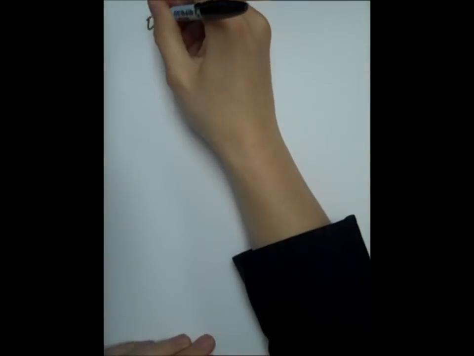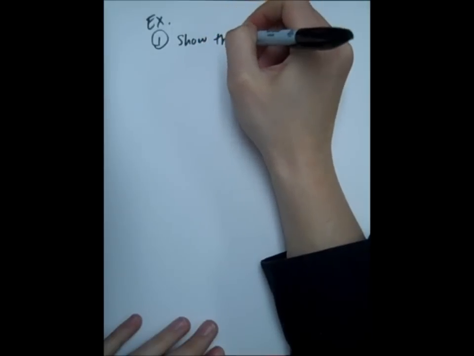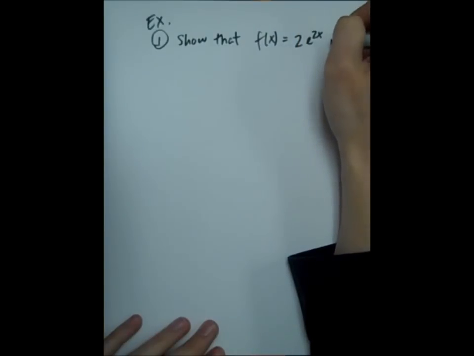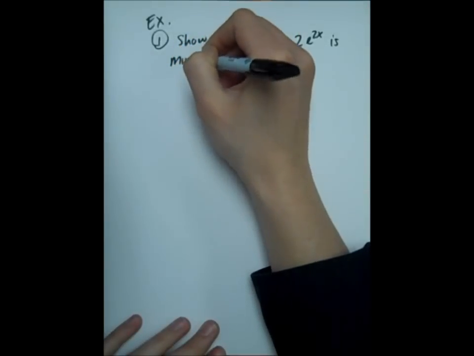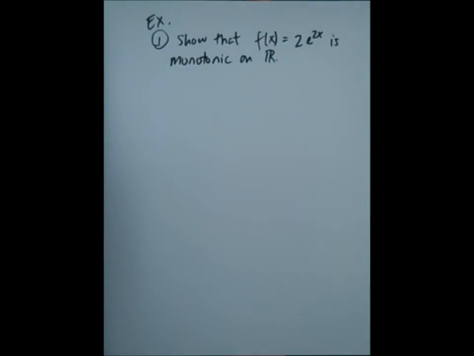So let's do some examples here. Example 1. Let's show that f of x equals 2e to the 2x is monotonic on all real numbers. Being monotonic means that it's either increasing or decreasing on whatever interval we're looking at. Here the interval is all real numbers. So I want to show that the derivative is either positive or negative always. So let's look at the derivative.